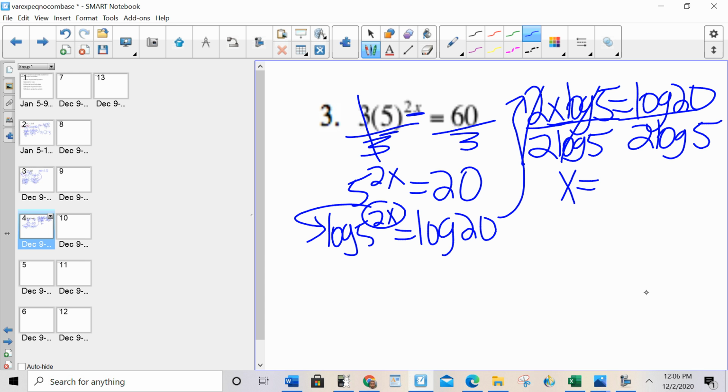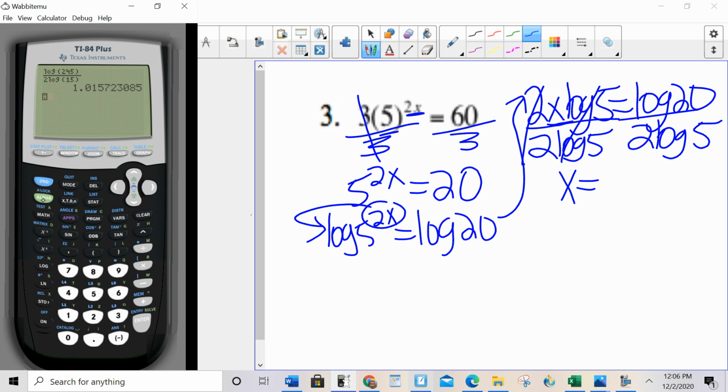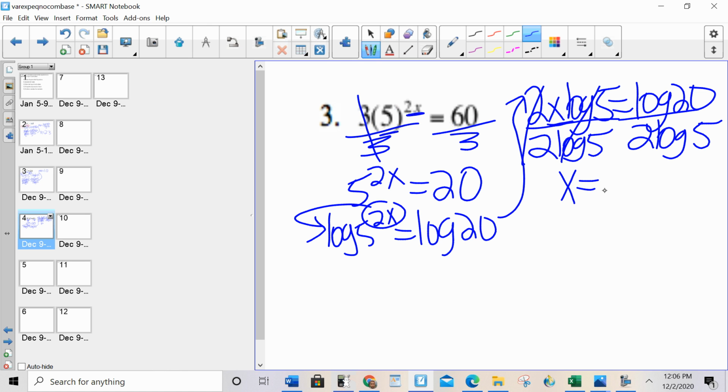I go to my calculator. I type in alpha y equals enter, log 20 over 2 log 5, to the nearest tenth. I got 0.9.